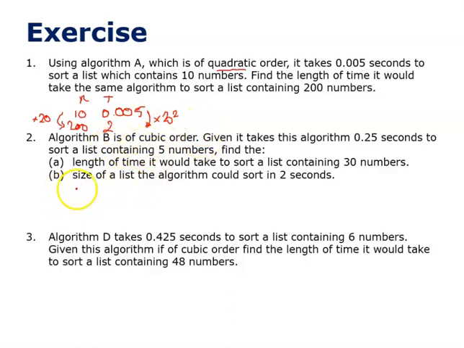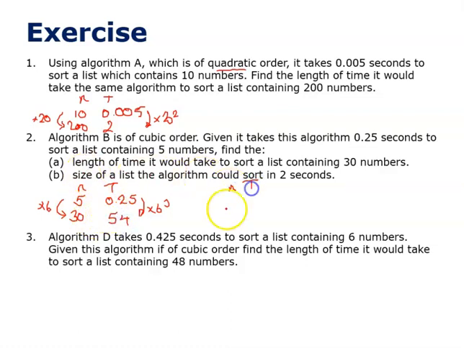Algorithm B is of cubic order. I'll just write n and t again. It takes the algorithm 0.25 seconds to sort 5 numbers. So 5 is 0.25. How long will it take to do 30 numbers? So I quickly think to myself, oh, that's times by 6. Now it's cubic order here, so it's times 6 cubed. 6 cubed times by the 0.25, 54. 54 seconds.